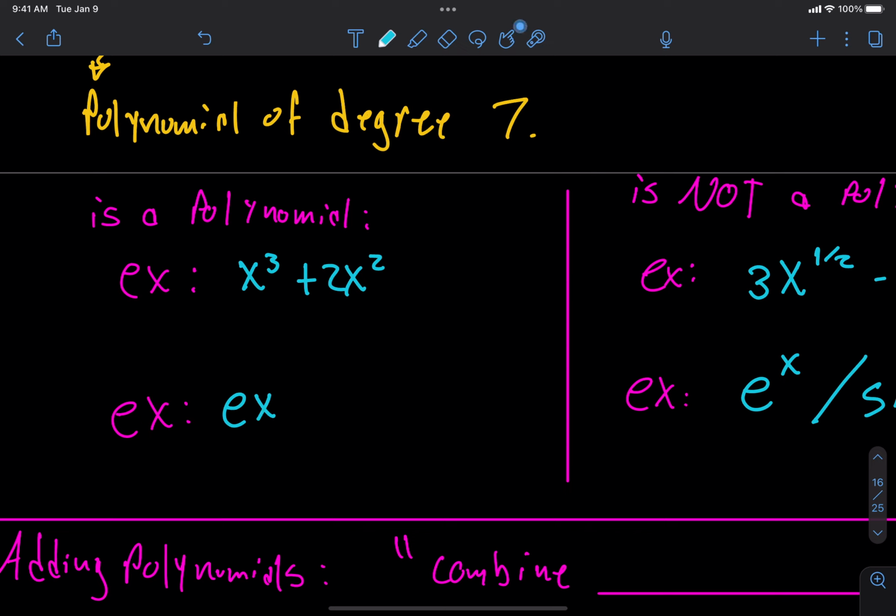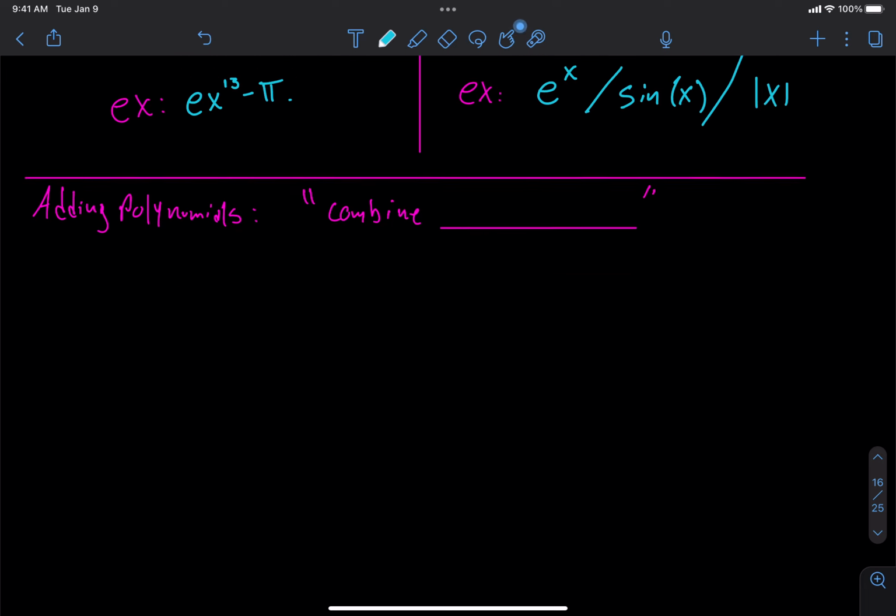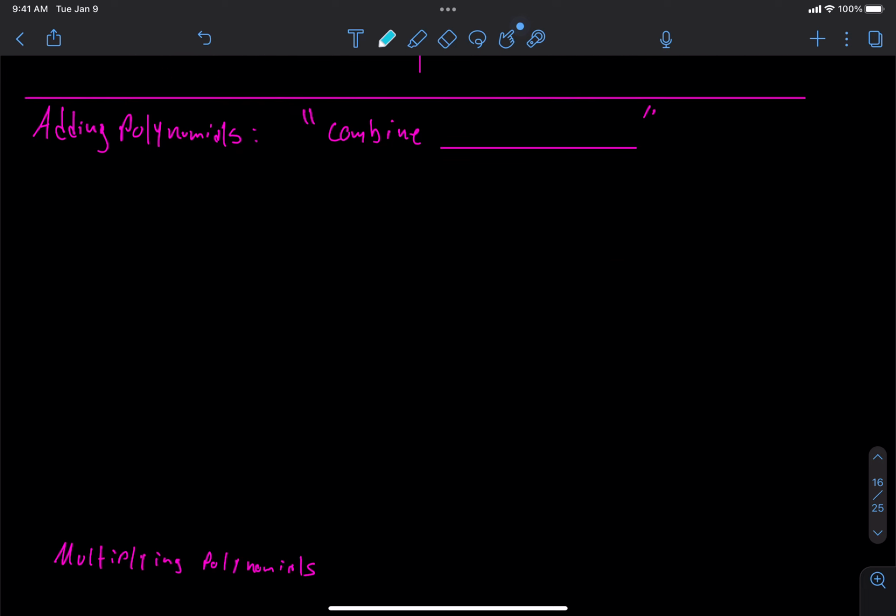All right, so another polynomial, I don't know, we could get crazy with it. E times x to the 13 minus pi. It's totally okay for us to have really weird numbers as coefficients. What is not okay is for us to have really weird numbers as powers. That's the only thing. All right, so let's talk about how we add polynomials together. All we do is, I already said it, we combine like terms.